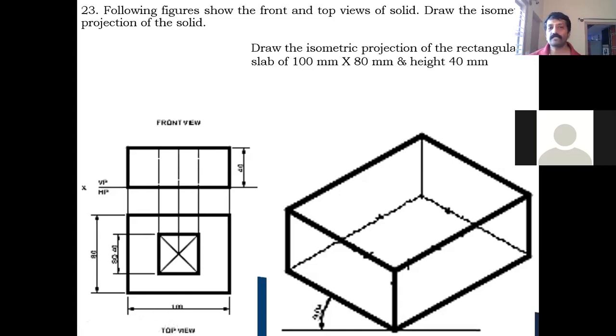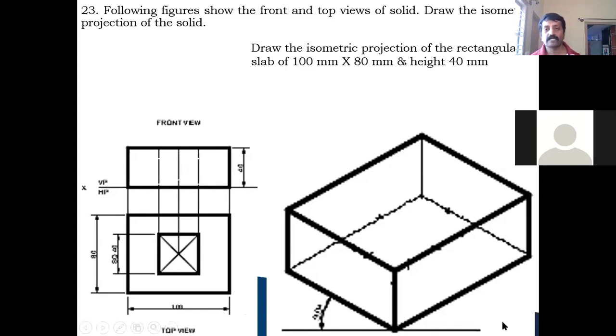After drawing the front view and top view, let me start the isometric position of the base, that is the rectangular slab first. I'll take, as usual, the horizontal line. I'll take a 30-degree line on either side from this point. The rectangle is 100 millimeter, so you take the isometric length, that means 81.6 millimeter.